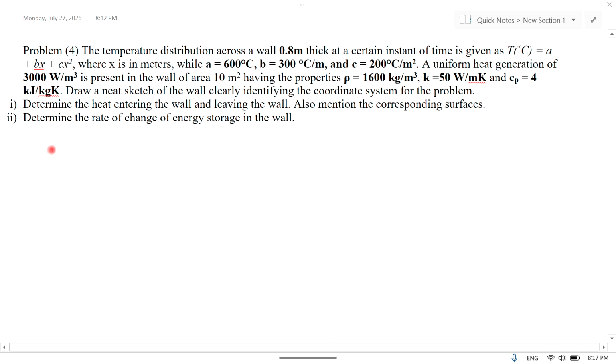Bismillahirrahmanirrahim. In this lecture, I am solving problem 4 related to the book Fundamentals of Heat Transfer by Incropera.